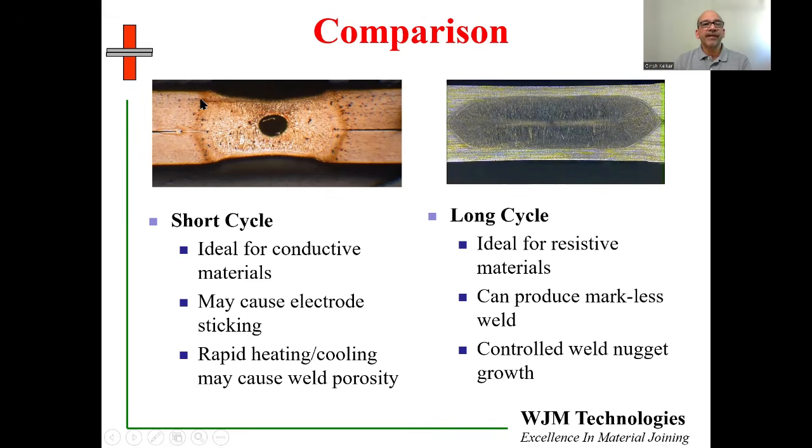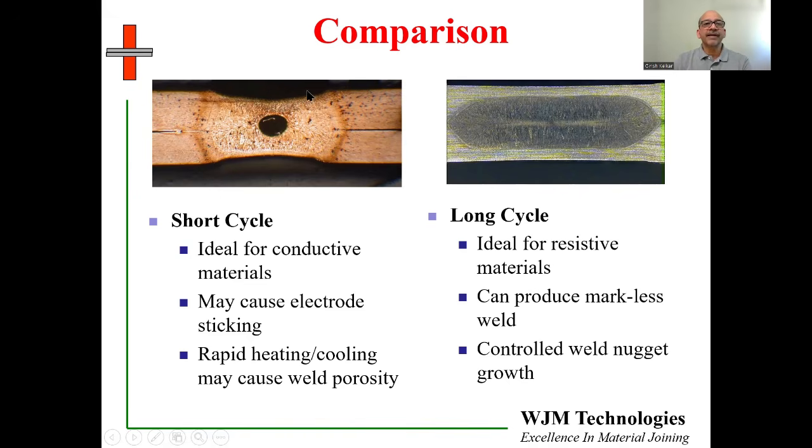In the short cycle weld, we notice that the heat affected zone has extended all the way from the top surface to the bottom surface. We can actually see a fusion nugget over here if you look closely, which is also extending pretty much all the way to the surfaces.